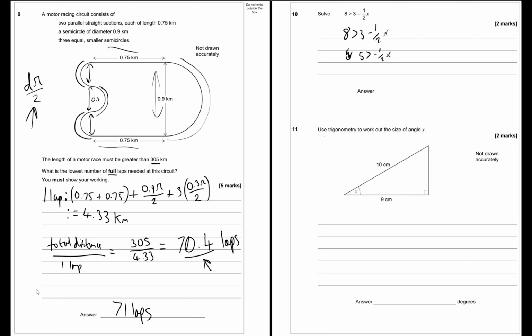Now we're going to times by minus 1. Actually no, we're going to times by 2 first. So we're going to get 10 is bigger than minus x. And now we're going to multiply by minus 1. Now multiplying by minus 1 will flip the inequality sign. So we're going to get minus 10 is smaller than x. And that's your answer. Minus 10 smaller than x. Done.